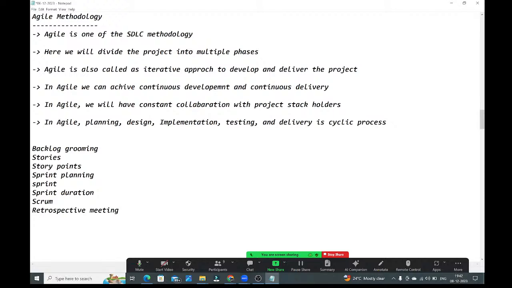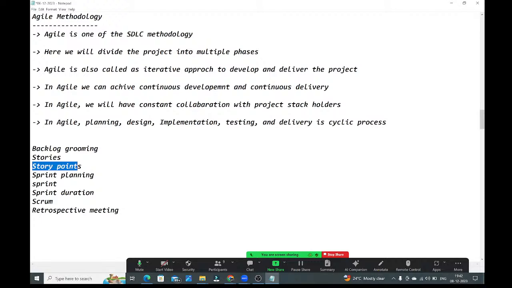Okay, next, story points, guys. What are story points? Based on the story points, it will be decided by what time you need to finish your story, guys. Story points will decide the duration to complete the story.